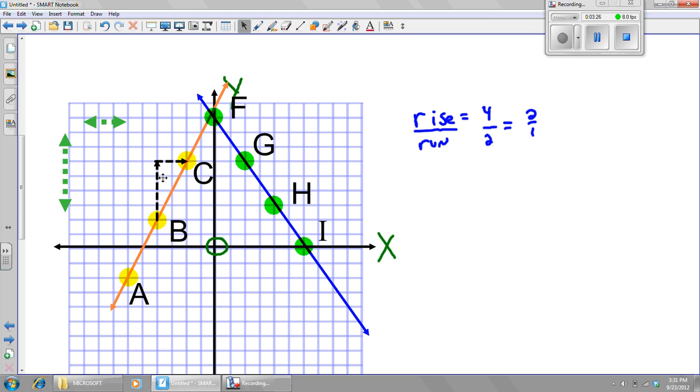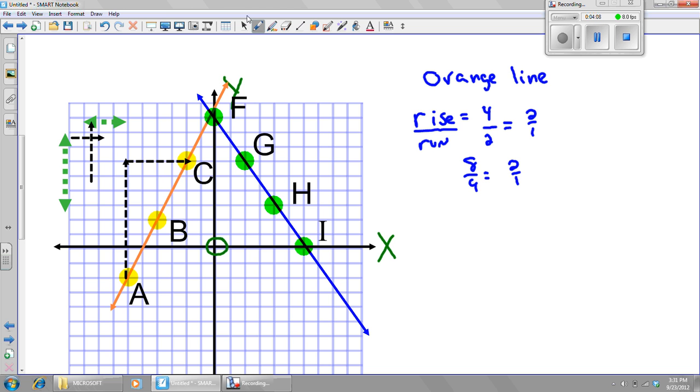What if you had wanted to count from A to C? Well, from A to C, I'm going to go 1, 2, 3, 4, 5, 6, 7, 8. But then when I run, I'm going to go 1, 2, 3, 4. So in this case, I got a slope of 8 over 4. But 8 over 4 simplifies to 2 over 1, doesn't it? So you see the slope, any way you look at it for the orange line, is 2 over 1.